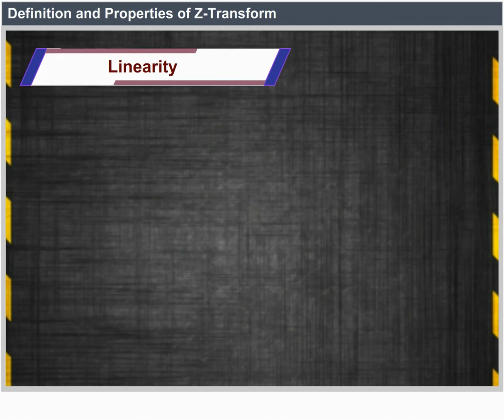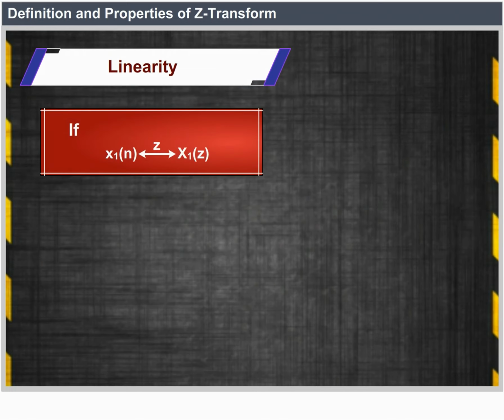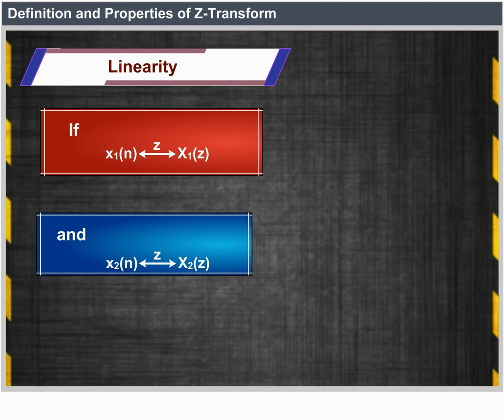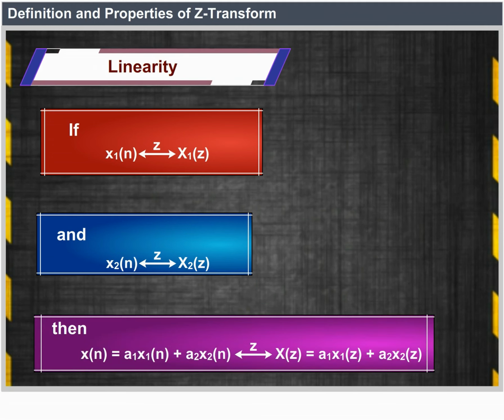Linearity. If x1 of n is related to X1 of z, and x2 of n is related to X2 of z, then x of n equal to a1 into x1 of n plus a2 into x2 of n is related to X of z, which is equal to a1 into X1 of z plus a2 into X2 of z.